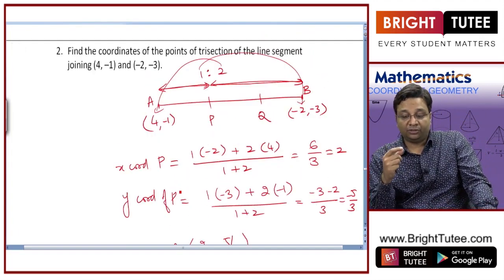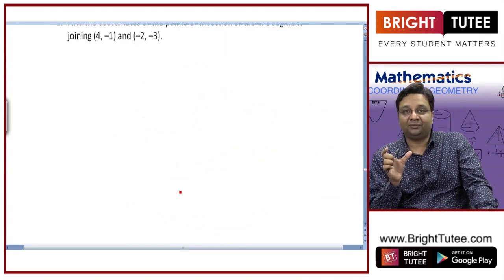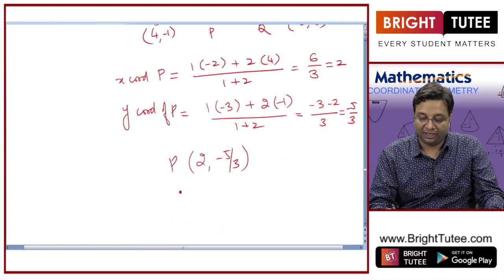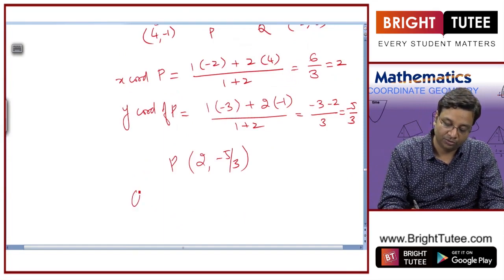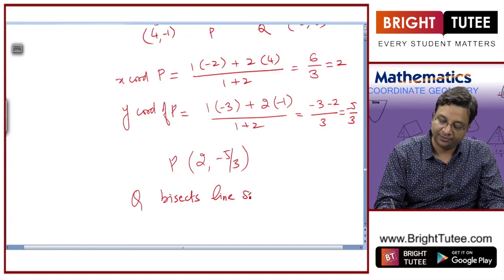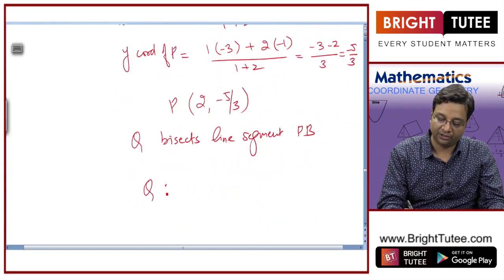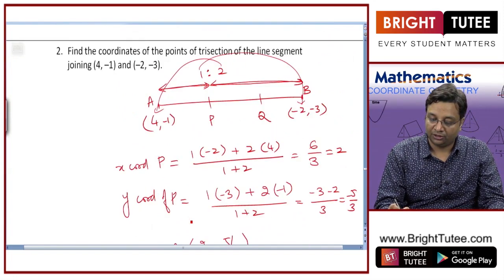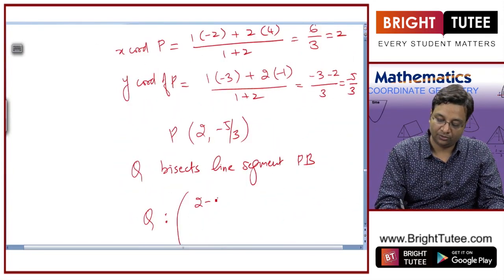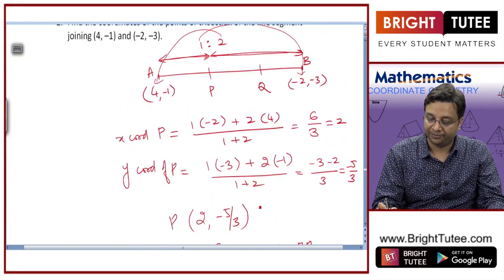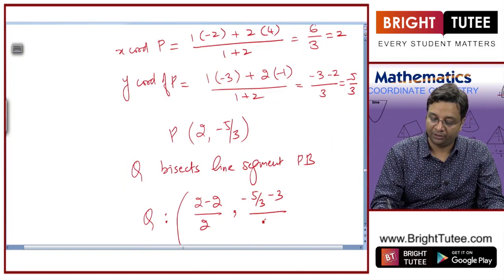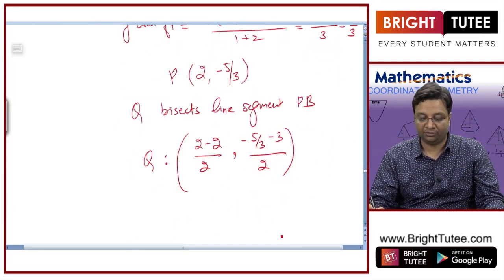Now you need to observe that point Q divides the line segment PB in equal ratio. So point Q bisects line segment PB. Hence we can say coordinates of Q will be equal to (2 minus 2) by 2, comma, (-5/3 minus 3) by 2. So these will be the coordinates of point Q.